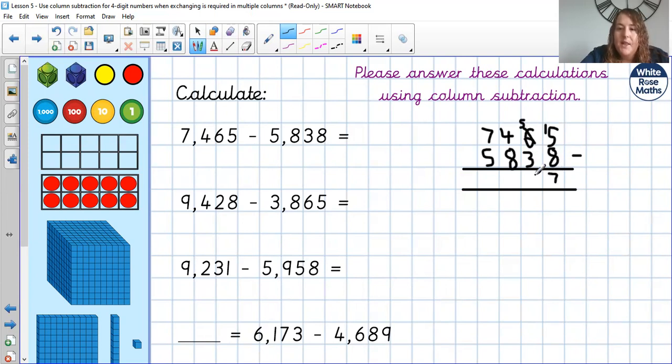Then 5 take away 3, I can do, which is 2. 4 take away 8, I can't do. So I'm going to cross out my thousands, my 7, leave a 6, and pop my 1 next to my tens there. So make sure it squeezes over if it can. So I've got 14 hundreds, take away 8. So 8, 9, 10, 11, 12, 13, 14, leaves me with 6, and 6 take away 5 is 1. So if you got the answer 1,627, please give yourself a tick. Brilliant. Okay, next one then.